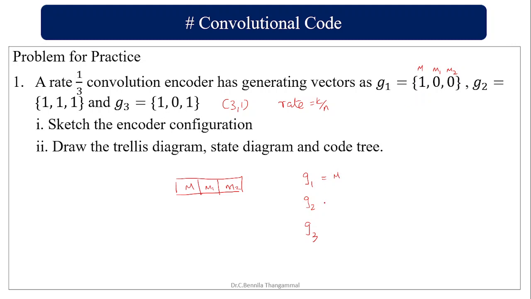So here this G1 can be written as M. G1 is M and G2 is going to be your M modulo addition M1 modulo addition M2 because all are 1. And your G3 I can write this as M modulo addition M2, so your M1 is going to be 0. So with this equation I hope you can draw the state table first. From the state table you can get your Trellis diagram, state diagram and code tree.